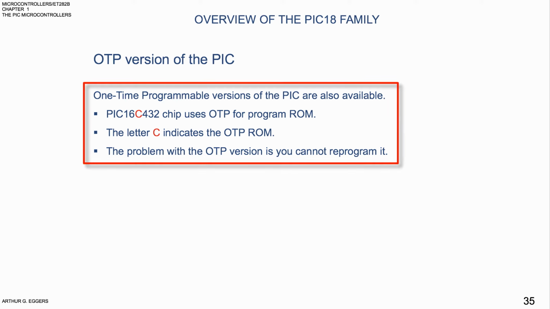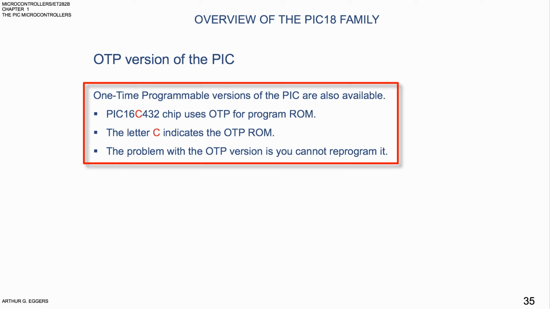The OTP, one-time programmable versions of PIC are also available from Microchip. The Pic18C432 chip uses one-time programmable to program its ROM. If you contrast that with the Pic18C432 and the Pic18F252, you'll see that the letter C indicates the OTP PROM, while the letter F is for flash. The flash version is typically used for product development.